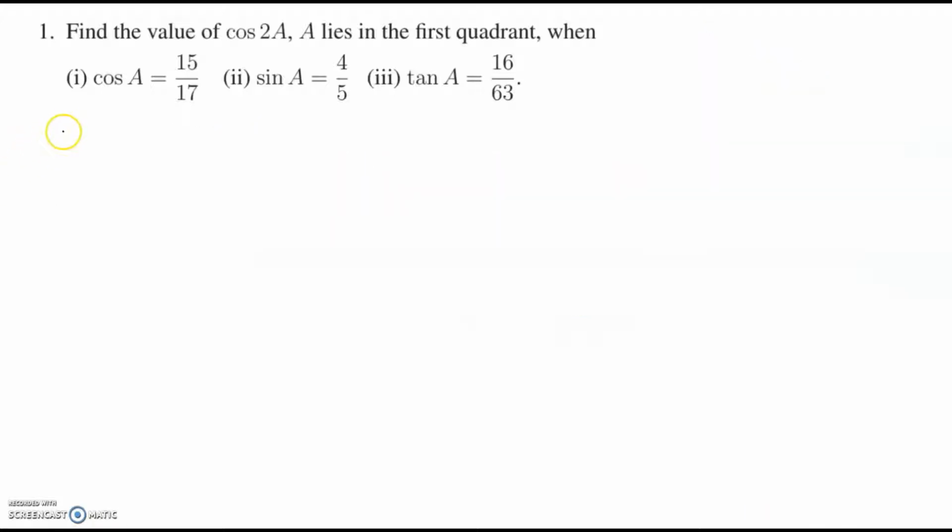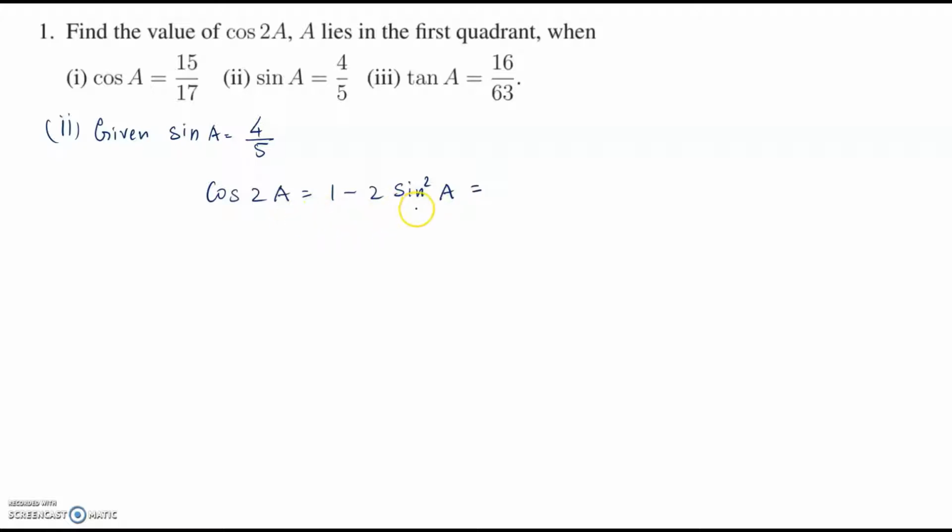Question number 2. Given to us sine A is equal to 4 by 5. And we need to find cos 2A. So what is the formula for cos 2A? Cos 2A can also be written as 1 minus 2 times sine squared A.